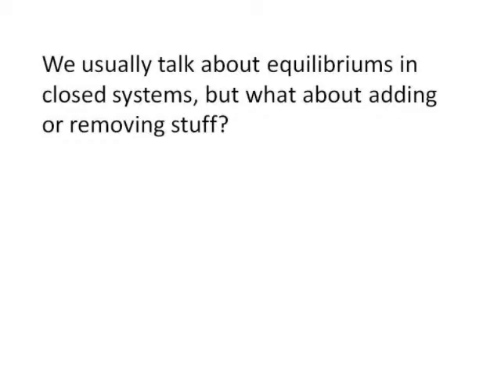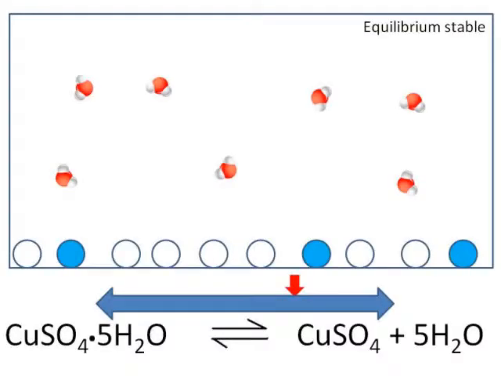So here's an equilibrium that is stable in a system. We've got around about 60 or 70% anhydrous copper sulfate and about 30% of the pentahydrate, CuSO4·5H2O. Okay, so there's more anhydrous white particles than blue. But it's a stable equilibrium, so the forward reaction producing more little blue balls is balanced by the reverse reaction producing more little white balls.